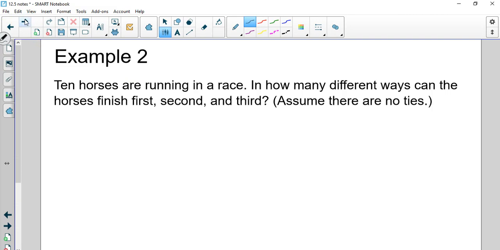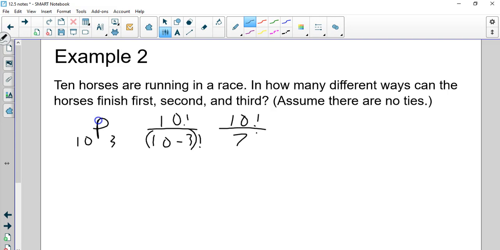Moving on. So, 10 horses are running a race. How many different ways can the horses finish first, second, and third? Alright? So, that is going to be, again, a permutation. And it's 10 items with 3 chosen. So, mathematically, we would put that, 10 factorial over 10 minus 3 factorial, which is 10 factorial over 7 factorial.